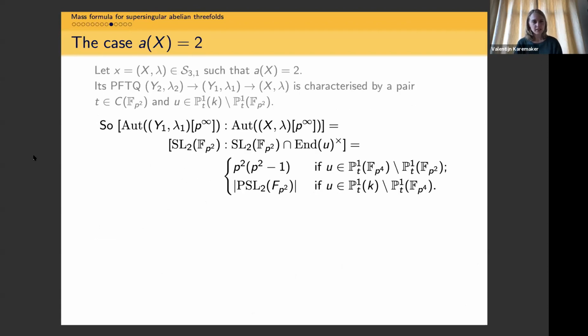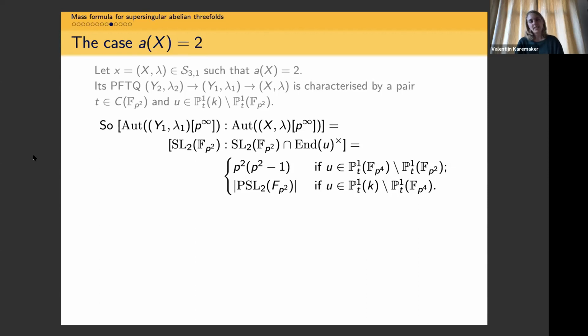So here's the setup repeated again. And now the index that we need to compute of these automorphism groups is just the index of the reductions of these automorphism groups, which is much easier to compute because we explicitly know what these things look like. So again, we find this index depending on the value of U.